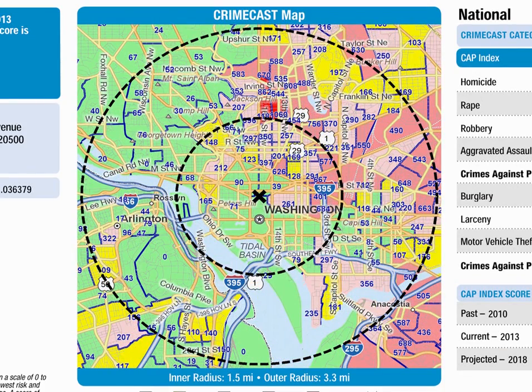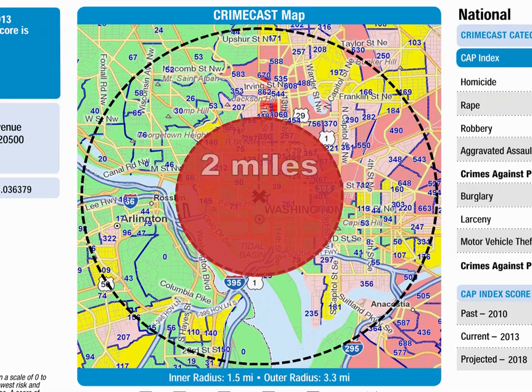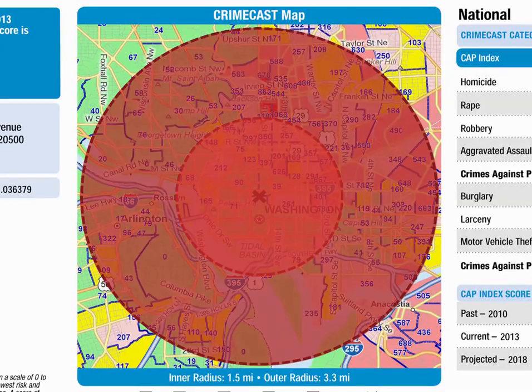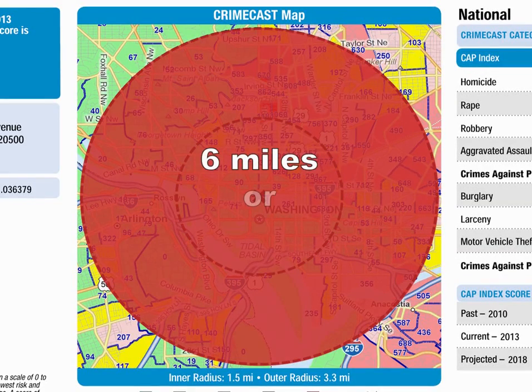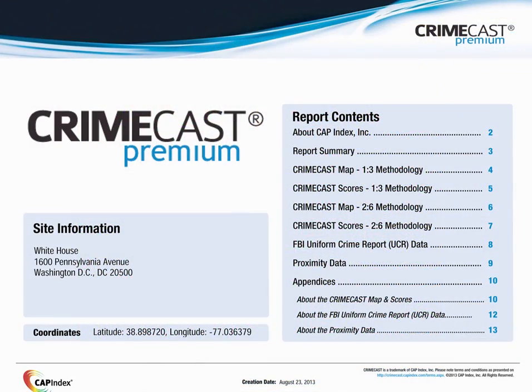If you choose a basic report with the 2-6 methodology, there is an inner radius of 2 miles, or a population threshold of 100,000, and an outer radius of 6 miles, or a population threshold of 400,000. Of course, if you select a premium report, you get both the 1-3 and the 2-6 methodologies.